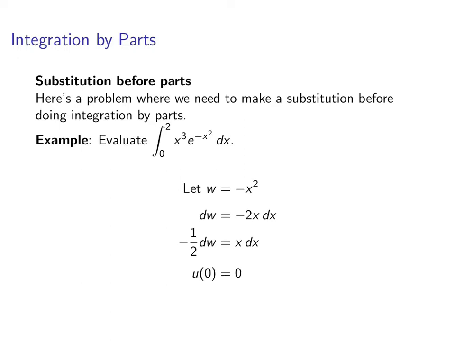Now this is a substitution, so we have to change limits. w of 0 is equal to 0. w of 2 is equal to negative 4. Remember, we're plugging things into the substitution here.